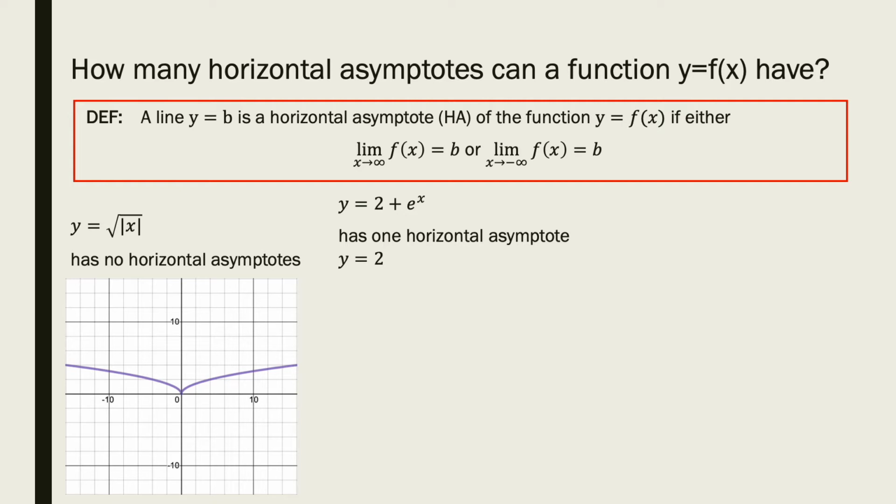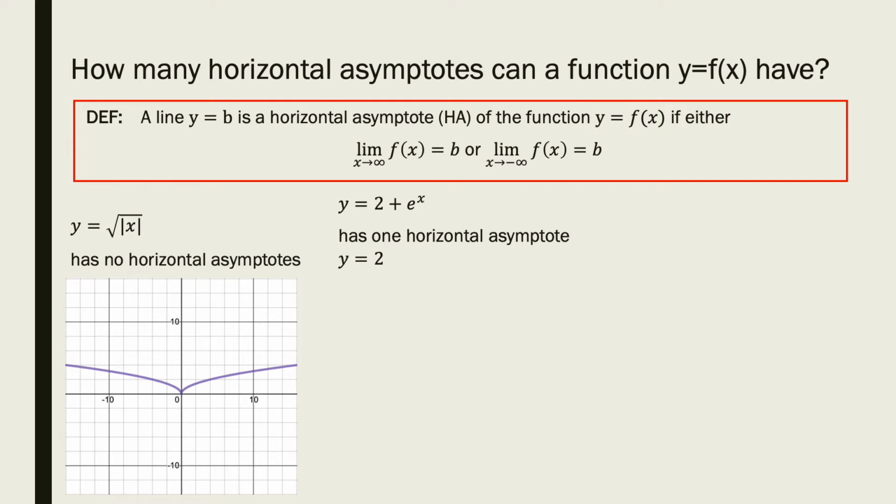Next example, y equals 2 plus e to the x. Well, it has only one horizontal asymptote, but how do we know that? If we look at the limit of 2 plus e to the x as x goes to plus infinity, 2 is always a 2, but e to the x, as x goes to infinity, explodes. It goes to plus infinity. So 2 plus infinity is infinity. It's not a constant. So there is no horizontal asymptote as x goes to plus infinity.